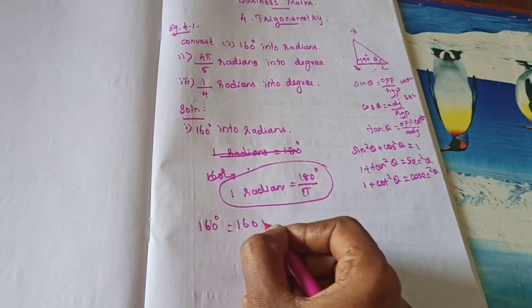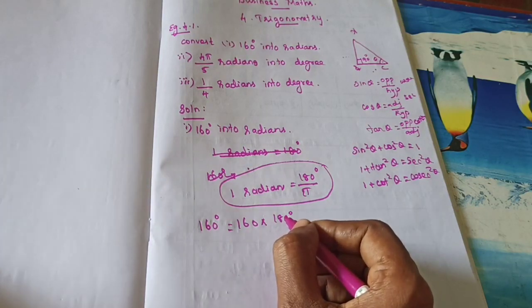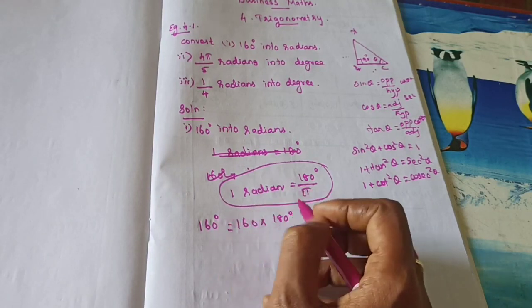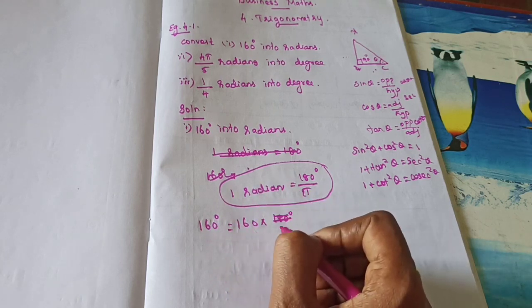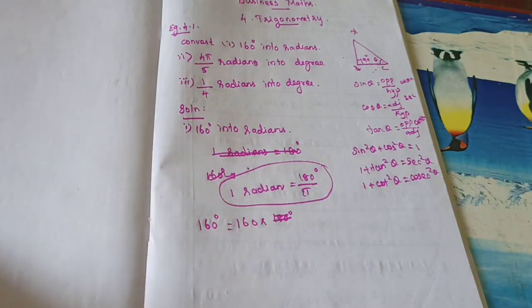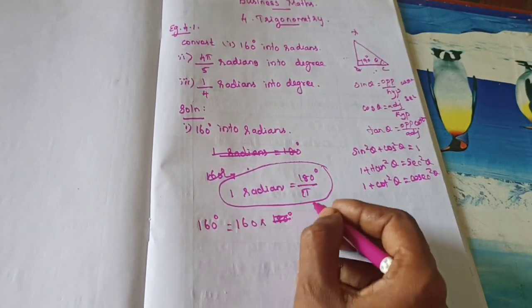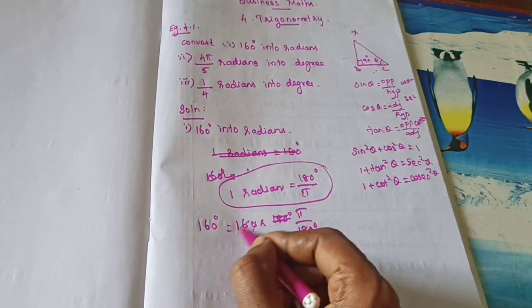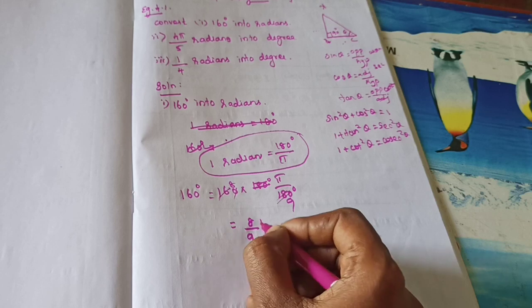160 degrees, if you need to convert to radians, what will you do? We will multiply, and put the equal symbol, into 1 radian. So 160 degrees in radians means into pi by 180. We won't write this as 180 by pi, since we need to convert to radians. So oppositely, that is pi by 180. Here it will be cancelled, here it is 8 by 9. So the radian value is 8 by 9 pi.